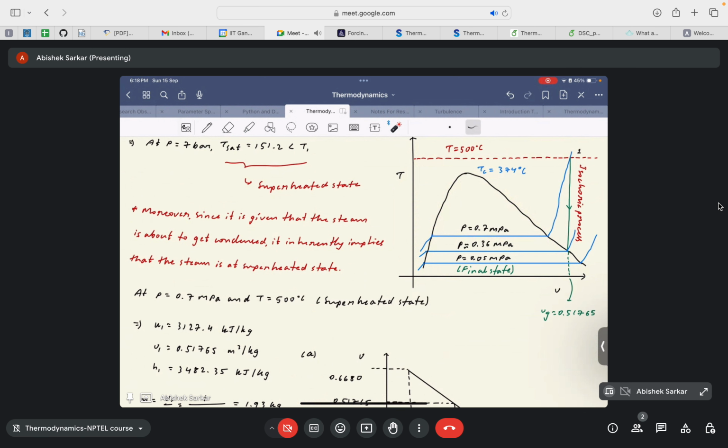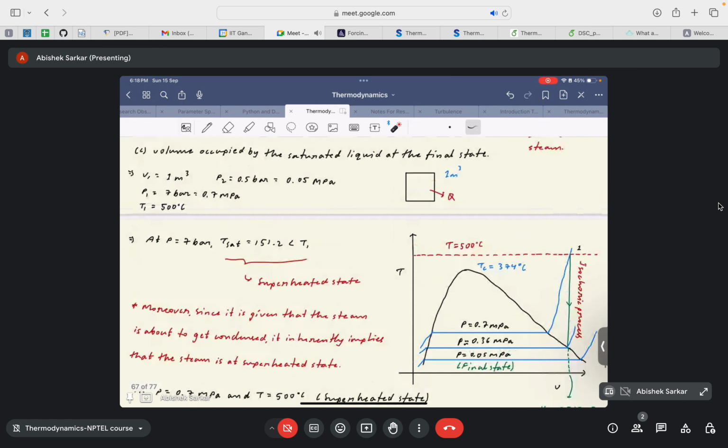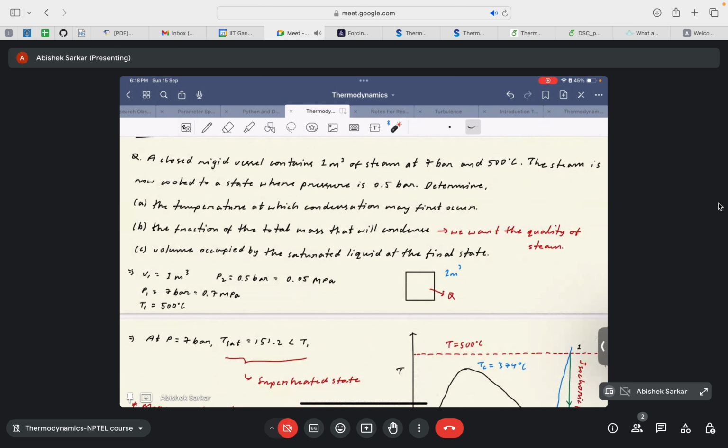Now it is told that the process is undertaken in a rigid container, so the volume is constant, and that's a very crucial piece of knowledge given to us to approach this problem. Let me go back to the problem. The container is closed and rigid, so the process through which the steam has gone from 7 bar to 0.5 bar is isochoric, or a constant volume process.